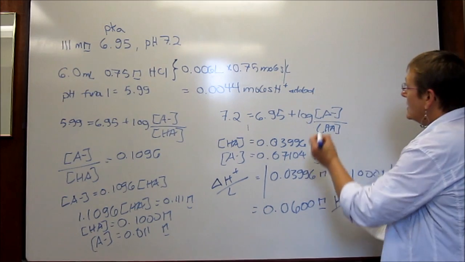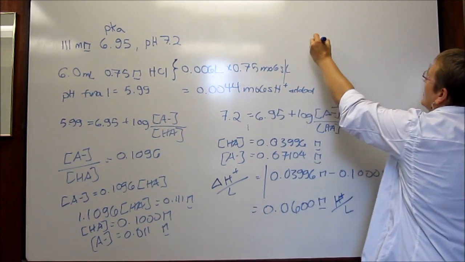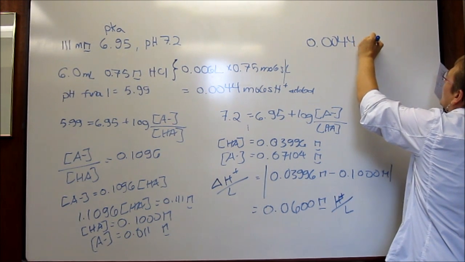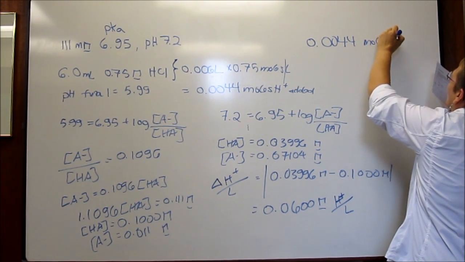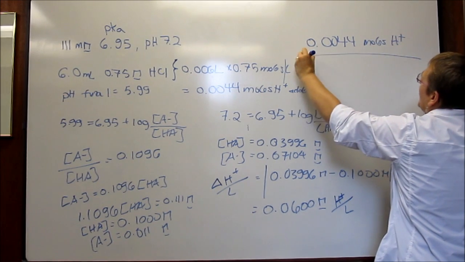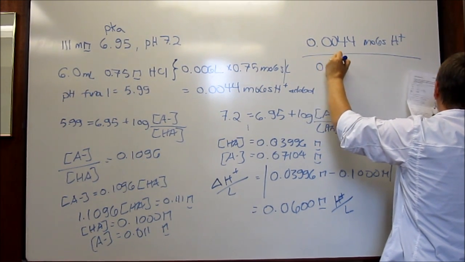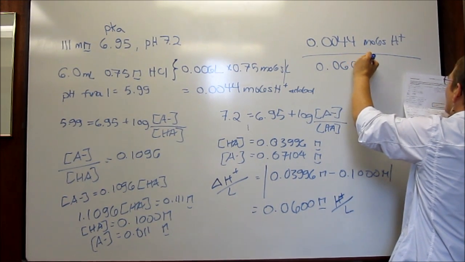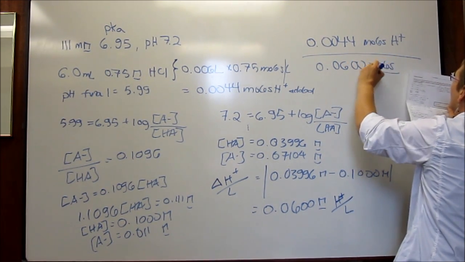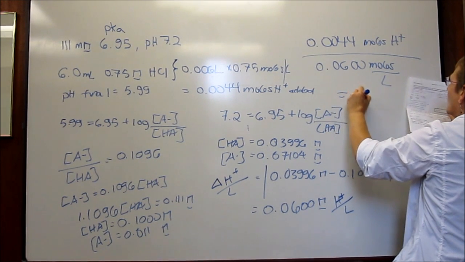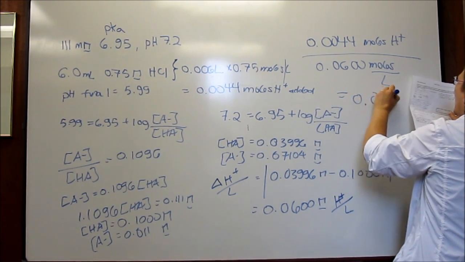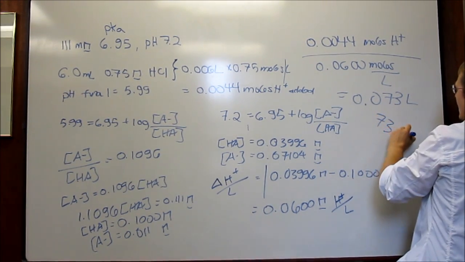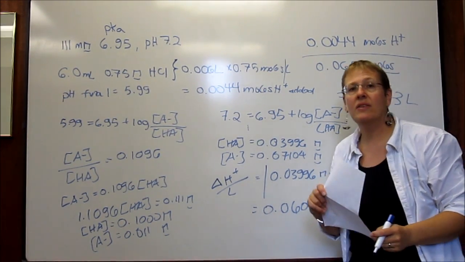But we had 0.0045 moles of H plus added. So all we have to do is say, well, moles H plus added divided by the 0.0600 moles per liter gives us, I think my numbers came out to 73 mL. If you carry all your decimal places, you'll get 75 mL.